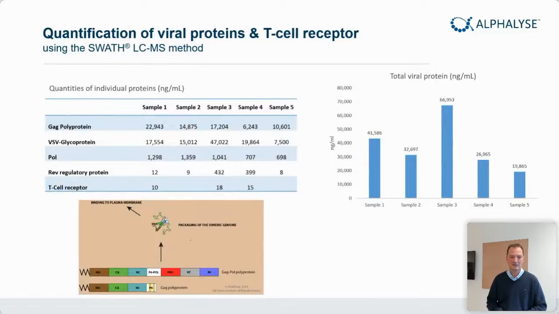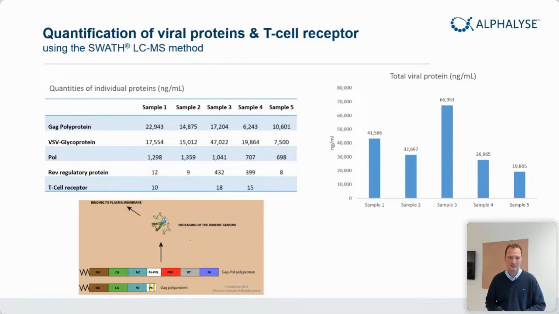So just looking at the data, if you look at the picture at the bottom of the figure, you can see the viral proteins, where you have the GAG polyprotein and the GAG-POL polyprotein. The protein expression level from these two and the ratio between these proteins are critical for maturation of the virus and also critical for correct viral assembly. So as a manufacturer, you want to monitor that you have the right ratio of these proteins in your product.